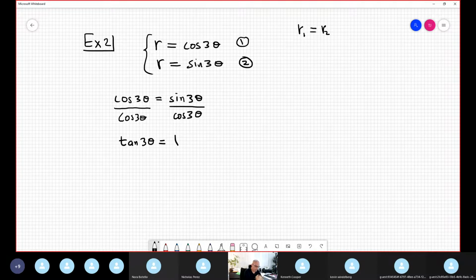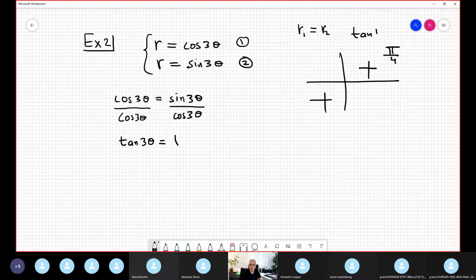And I know very well that tangent is equal to 1 at pi over 4. In pi over 4, so tangent is positive, as any trigonometric function, in the first quadrant and in the third quadrant. Here is pi over 4. I know very well that tangent of pi over 4 is 1. This is the idea. So one solution is pi over 4.